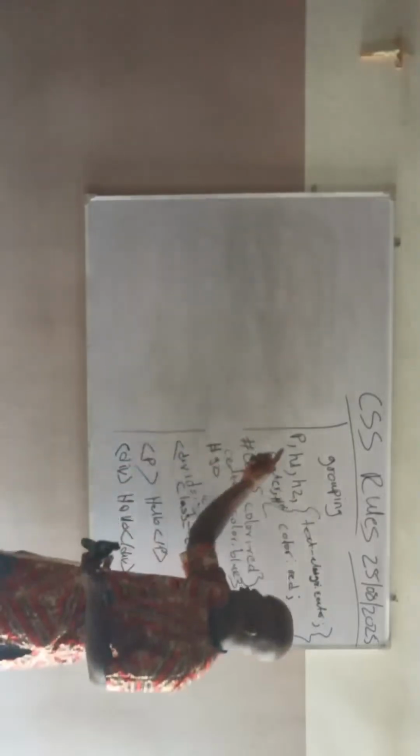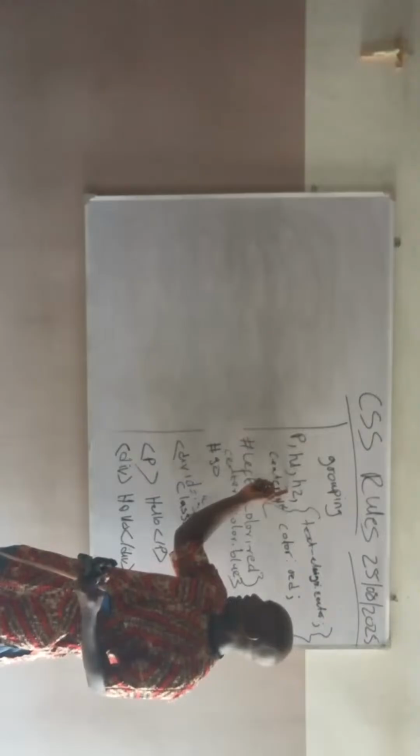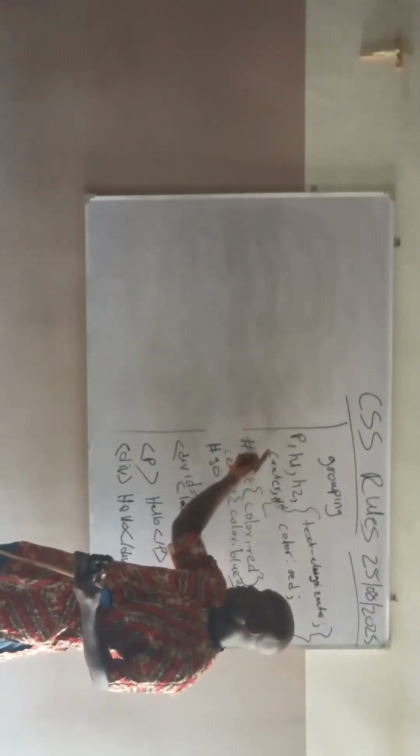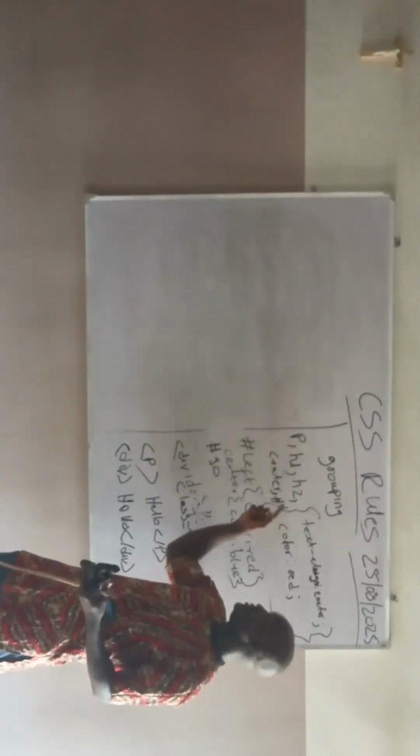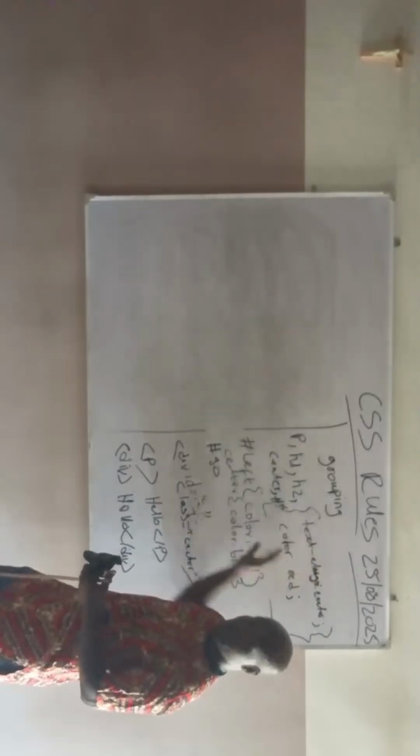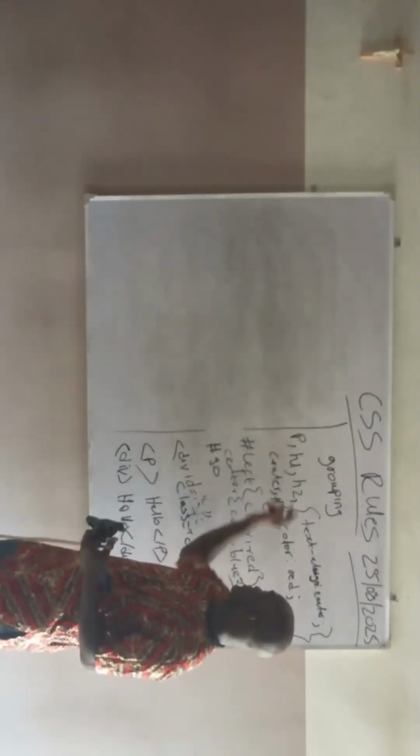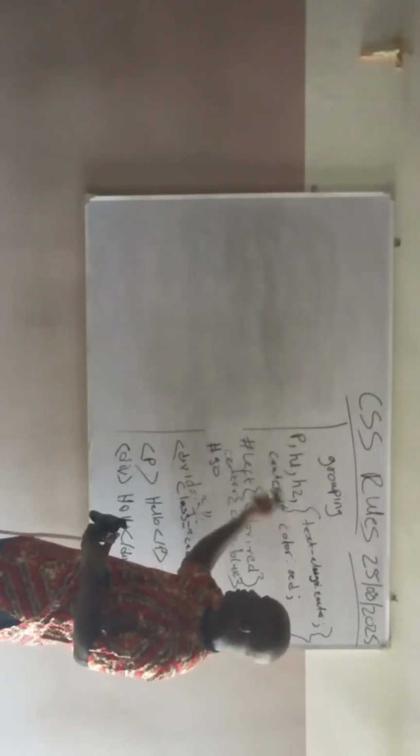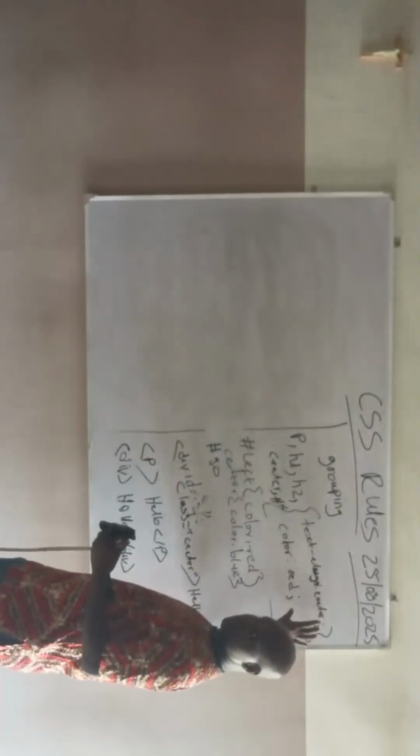You can just do P, comma, H1, comma, H2, comma, class center, comma, hash ID, and just make one declaration, and all these will obey this. You are clear? Just separate them with commas and make your declaration.